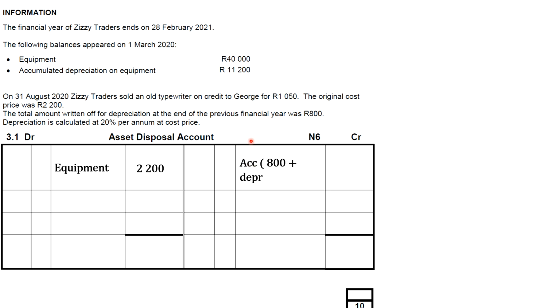For accumulated depreciation, that's the one where we actually do calculations. So we're going to record our 800 plus, but we're going to open a bracket and put a plus sign because it's not complete. What we need to do is push the accumulated depreciation from when our asset was bought to when it was sold. So our asset was bought on 1 March 2020, and that's why we put the 800. That was our accumulated depreciation at the beginning of the year.